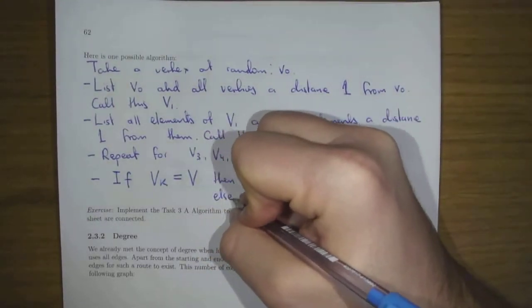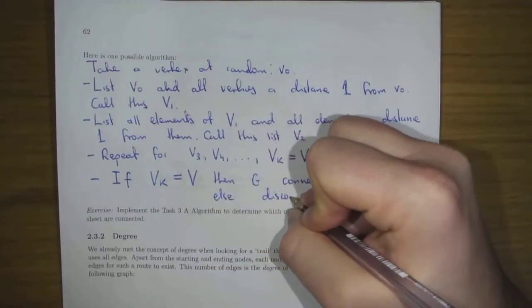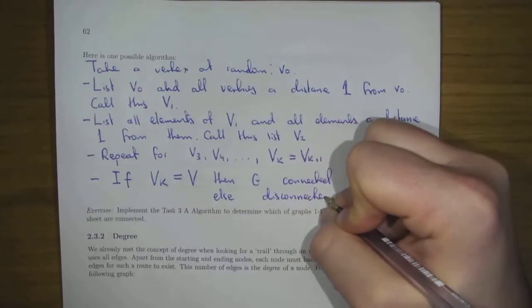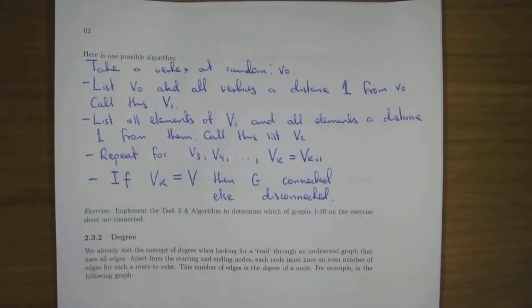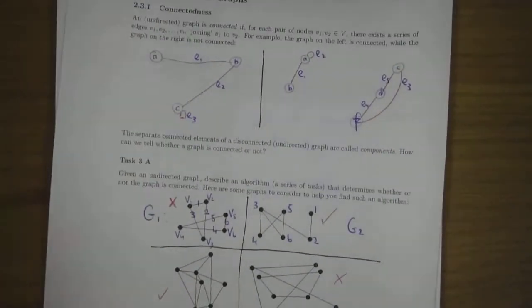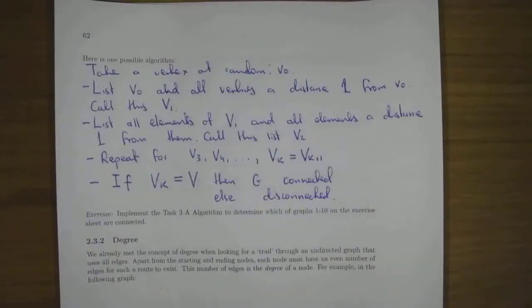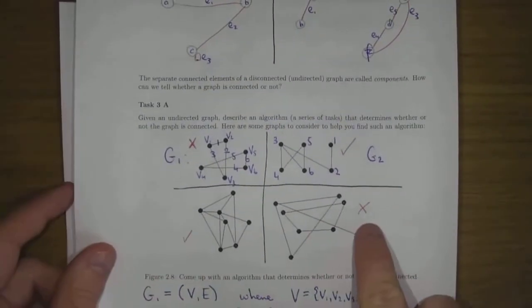Else disconnected. So we'll run this algorithm. Now this by the way is just a learning task. It's just to get you understanding what connected is. We're not going to ask you to write algorithms or anything like it. So we're going to run it on these two here.